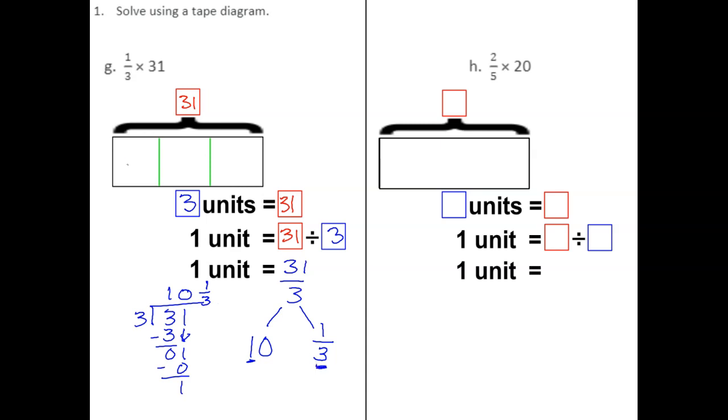So each one of these would be 10, 20, 30. And then to get my 1, I get 1/3 plus 1/3 is 2/3 plus another third is 3/3. So 3/3 is equal to 1 whole. All right. And once again, this is a 0, not a half an 8.